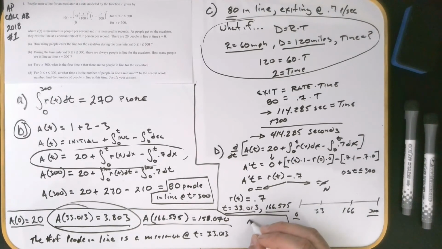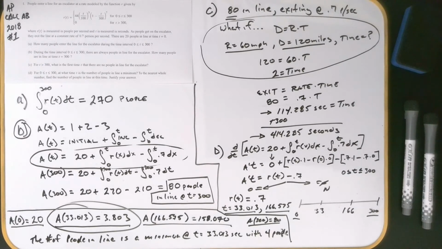I'll move this out of the way a little bit, and we'll write that a little smaller right there. We knew A of 300 was equal to 80 from before. So the number of people in line is a minimum at t equals 33.013 seconds with 4 people. And there it would be.